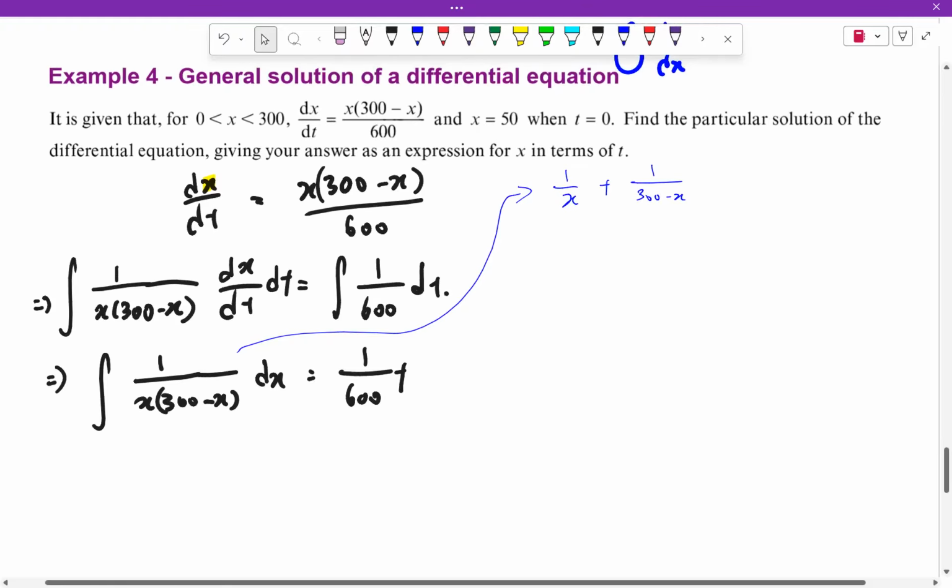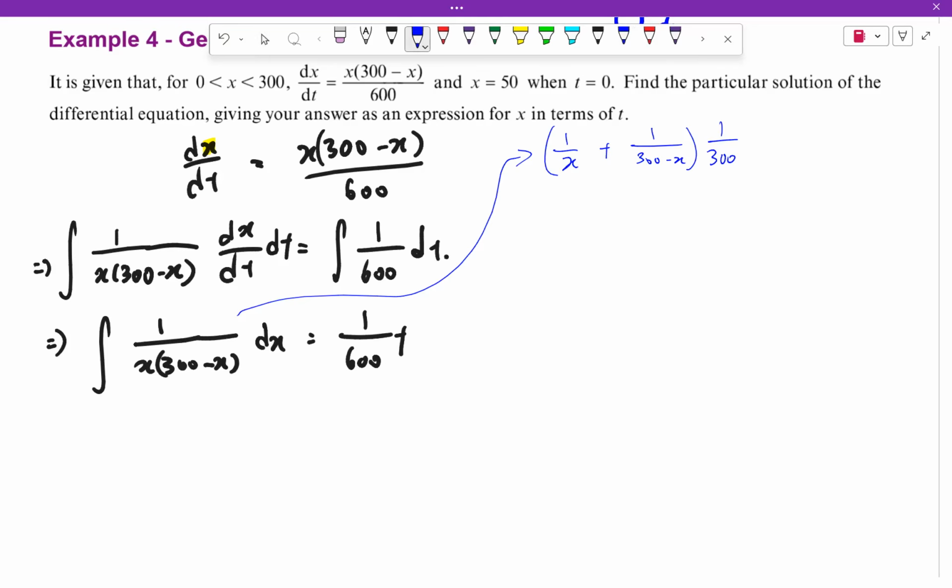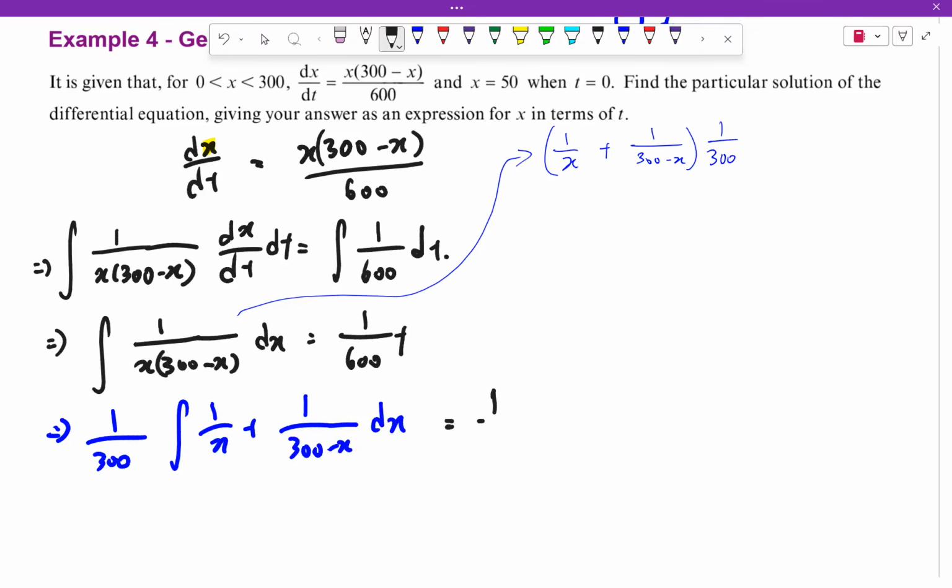Oh, sorry, I forgot one thing. Times 1 over 300. Because right now I'm trying to introduce the scale for differential rather than partial fraction. So in this case, it will become 1 over 300, and then integral of 1 over x plus 1 over 300 minus x dx is equals to 1 over 600t.